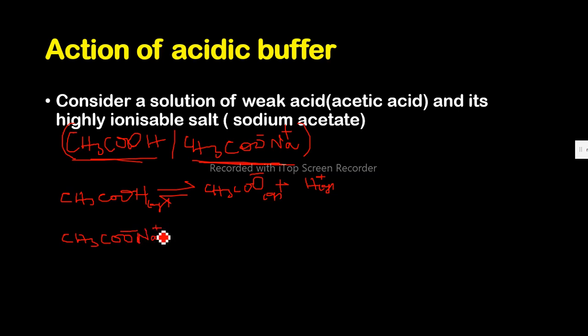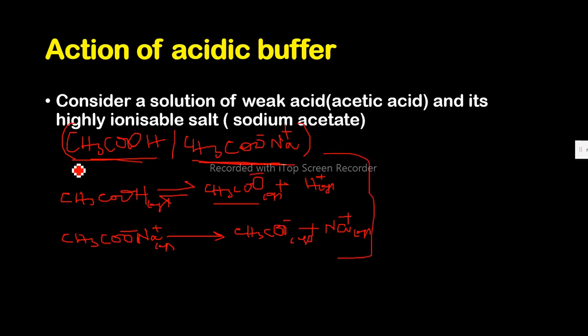Acetate ions, this is plus. For it to ionize fully, to give us the acetate ions, CH3COO minus, plus the sodium ions, aqueous, aqueous and aqueous. Now, our solution is going to be in this dynamic equilibrium.